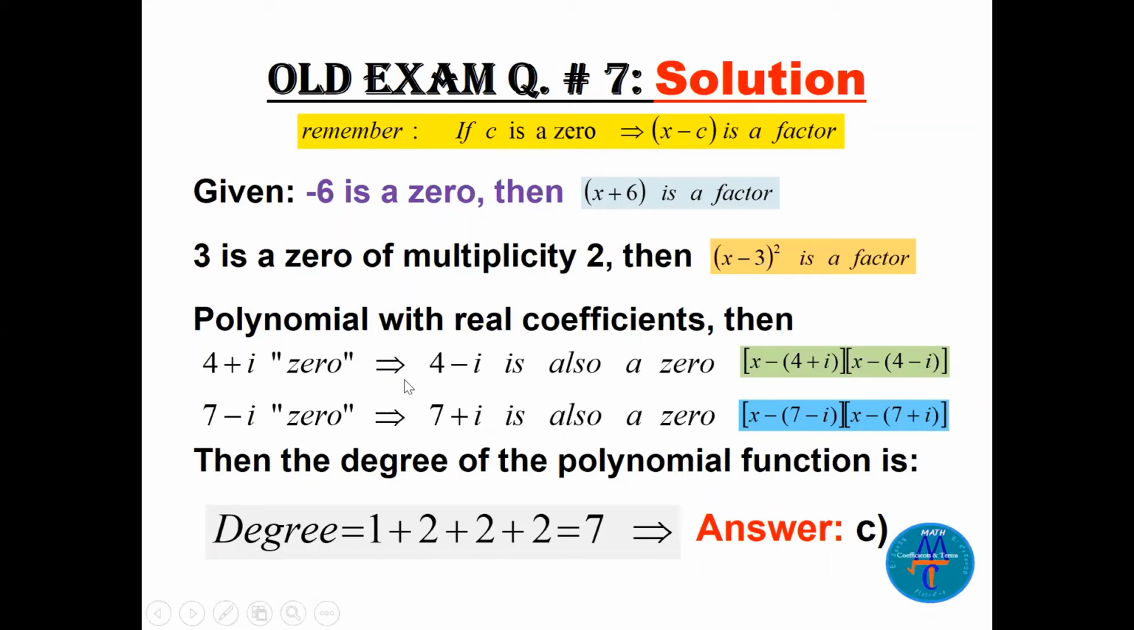Polynomial with real coefficients, that means 4 plus i is a 0, given. 4 minus i is also a 0, so we have two factors there. And then 7 minus i is a 0, given, so the conjugate 7 plus i is also a 0. So let's find the degree. Here 1, here repeated 2, and here we have 1 and 1, 2. And here 2. So the answer, the degree, is 7. C is the answer.